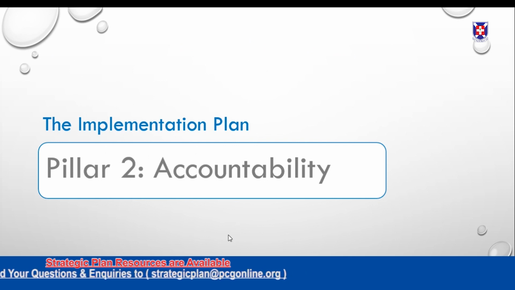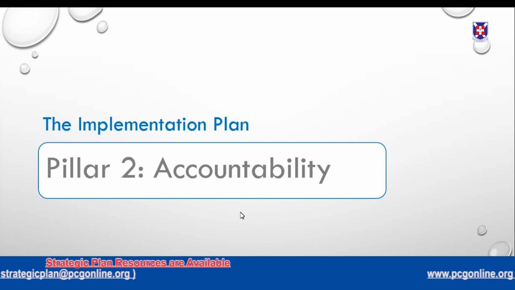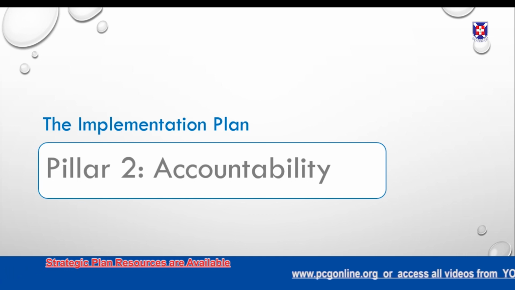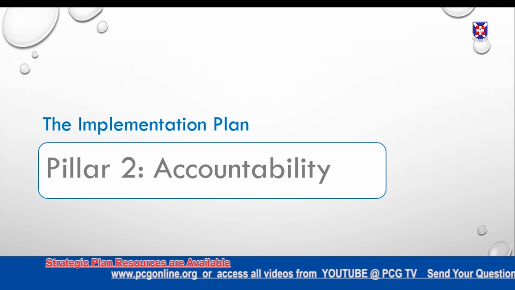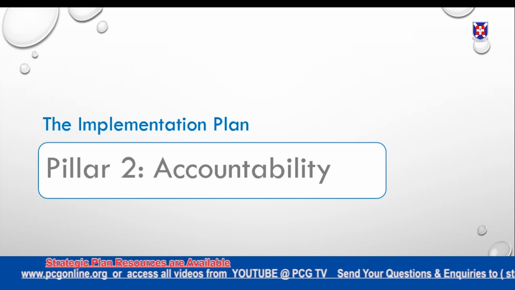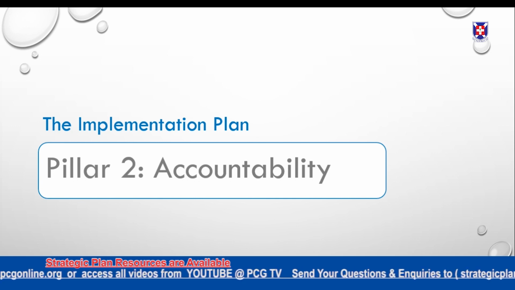So this is mainly focusing on accountability. Pillar 2, accountability. For any system to be implemented, the people who are implementing should feel accountable to someone or to some people for them to be able to do it and do it well. Without accountability, people would not do what they are supposed to do.